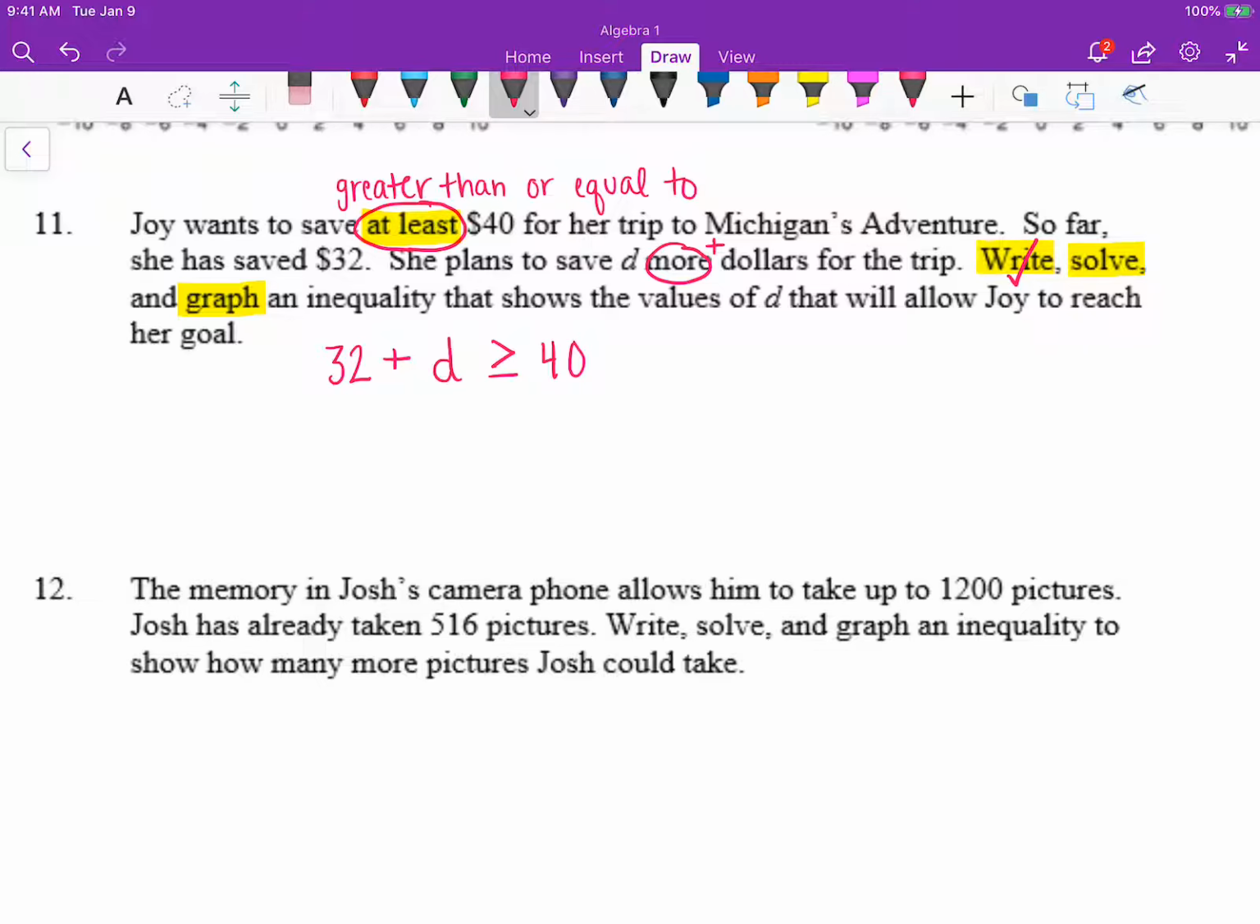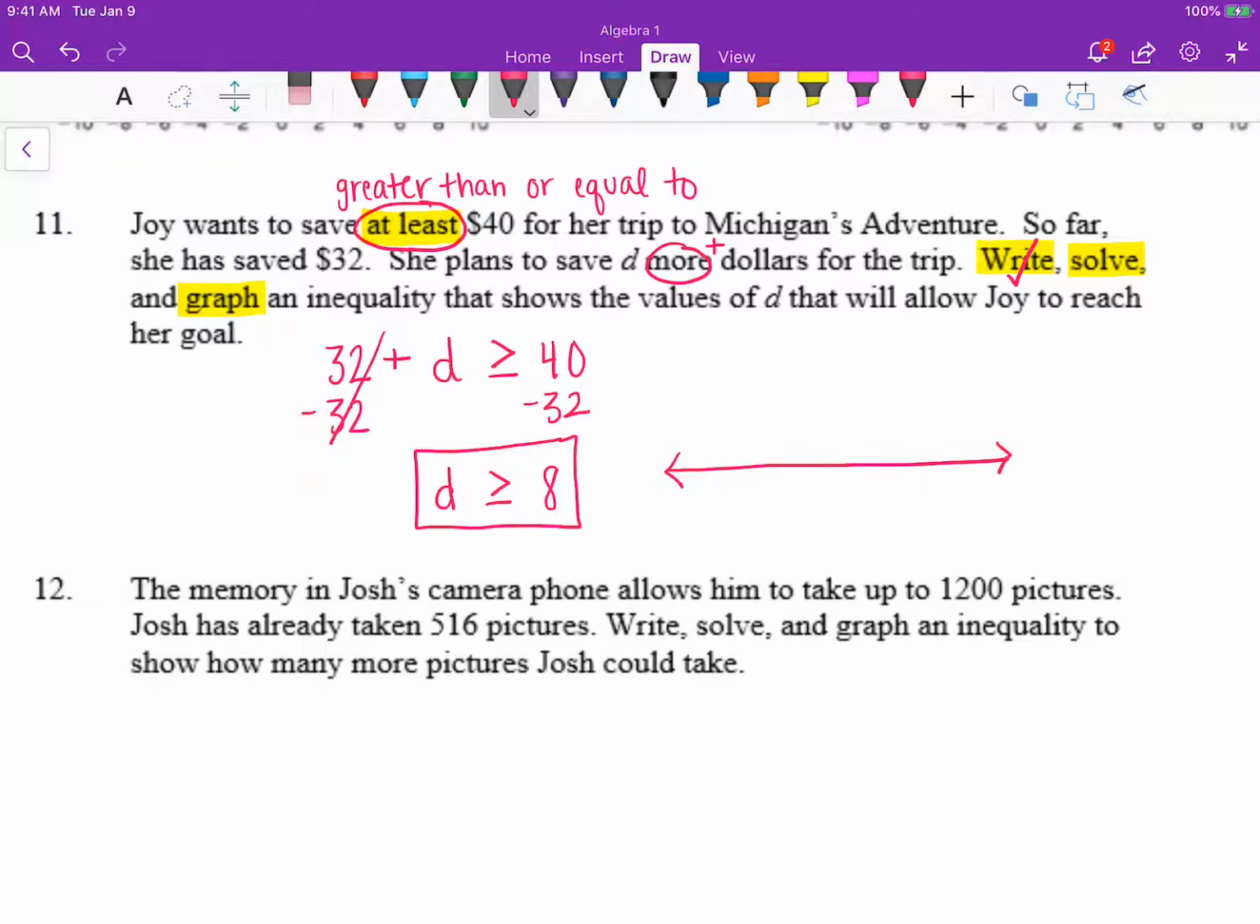Now we have to solve it. Solving it means you got to show your work, get the letter by itself. So to get D by itself, we're going to minus 32 on both sides. That gives us D by itself. I don't need to flip my sign here because I only did addition or subtraction. And 40 minus 32 is 8. I box that in, my letter's on the left, that's the way we like it.